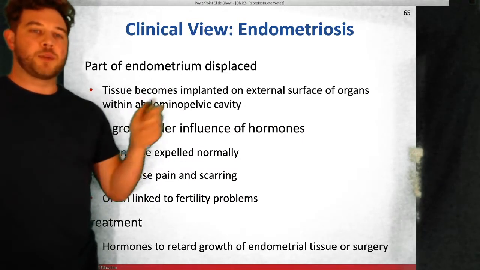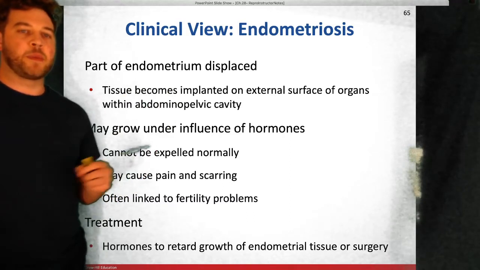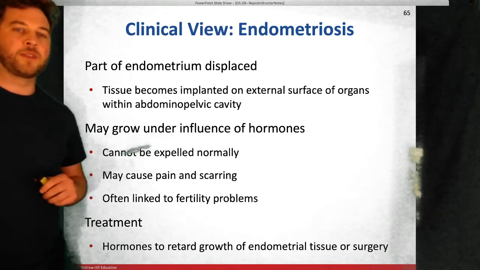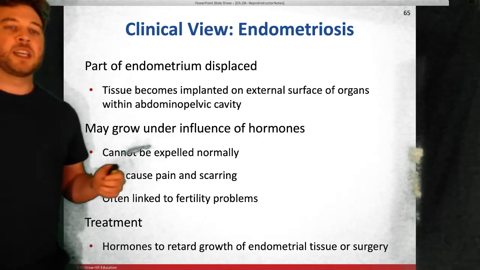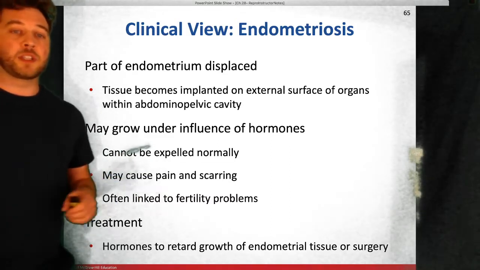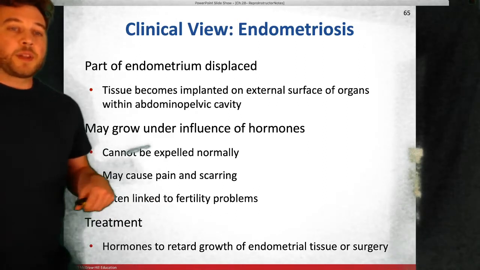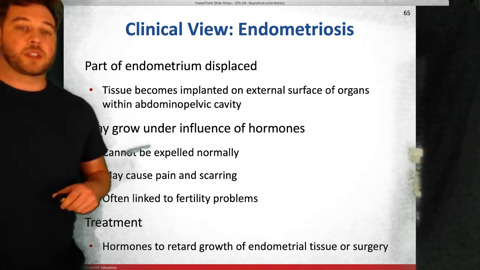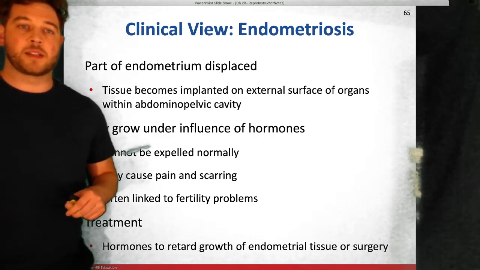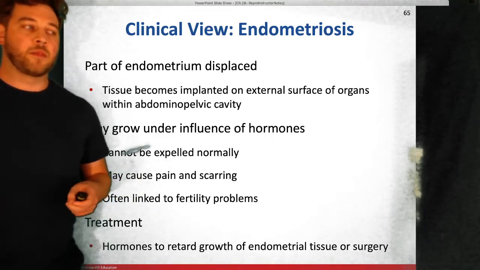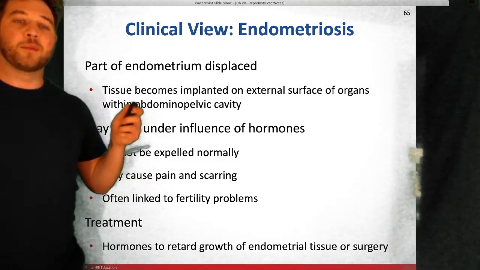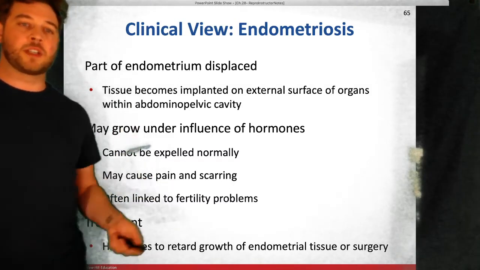Endometriosis is when part of the endometrium, that inner layer of the uterus, is displaced. It becomes implanted on external surfaces of organs. It can grow under the influence of some hormones. It can't be expelled normally. It can cause awful, awful pain and scarring. And it can be linked to fertility issues. There are hormones to treat the growth of endometrial tissue, or surgery. From what I have heard, most of the time it's birth control that people are offered, which seems to be a common solution for a lot of female issues. Whether or not that's the most effective treatment, there is still ongoing research.